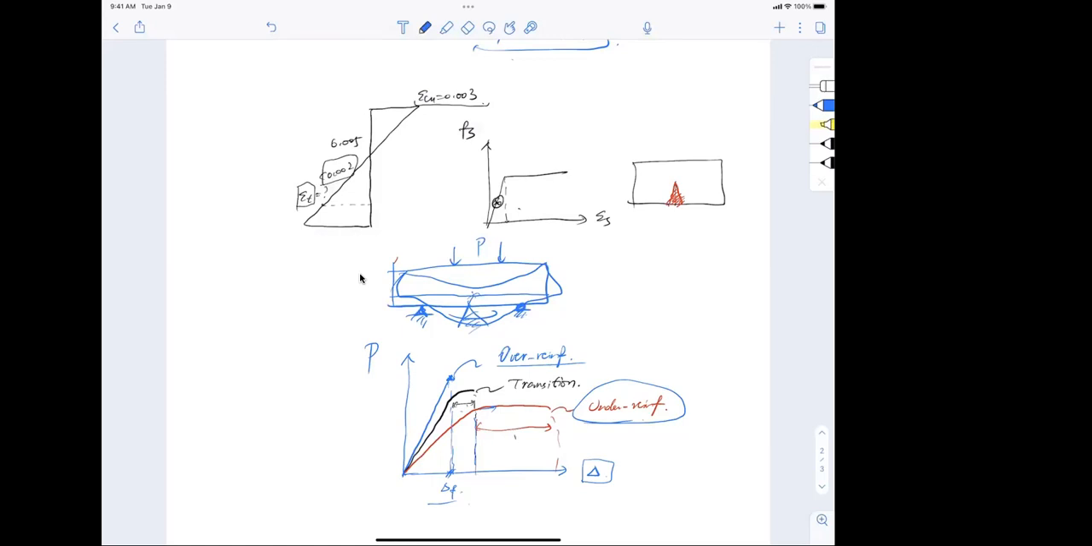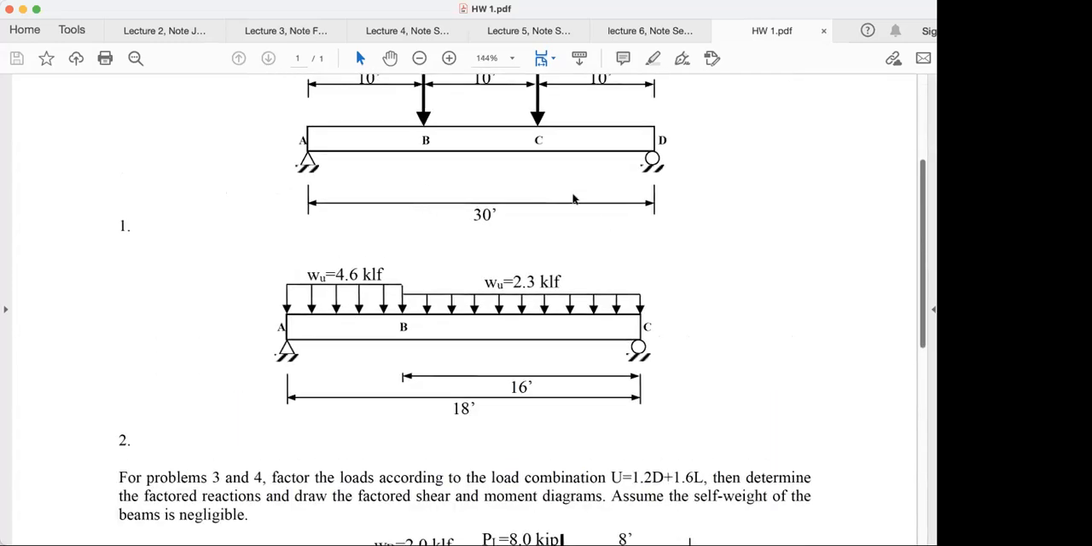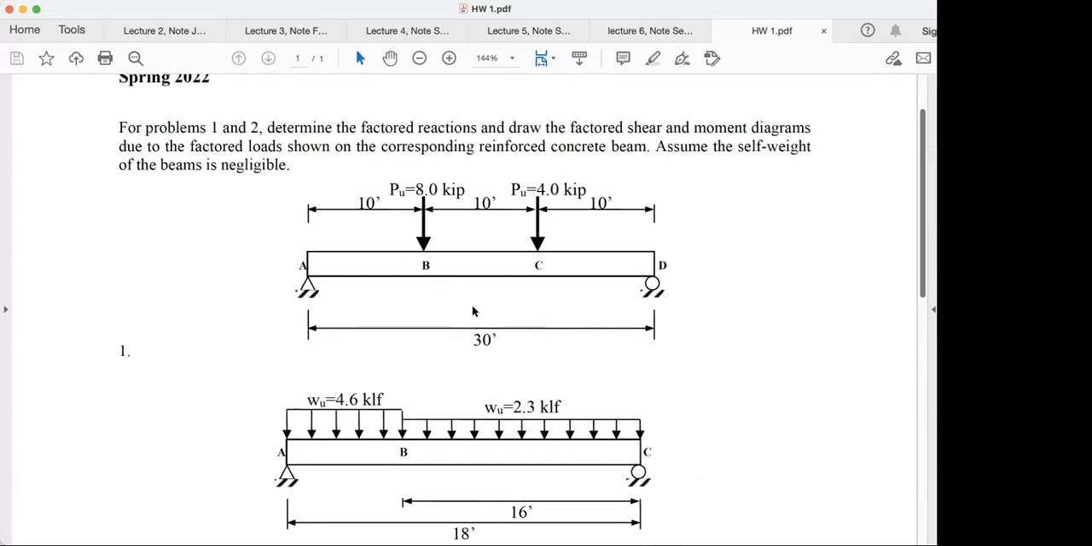I had a quick question. So on problems 1 and 2, okay, let me switch to the problem. Where's my Adobe? Give me 1 second. Here we go. Yeah, problem 1 right here. So it asks for the factored reactions. Factored reactions, right? So you have this PU, right?